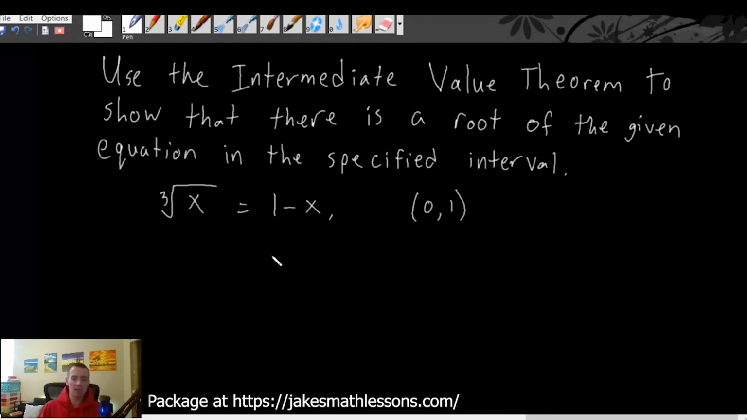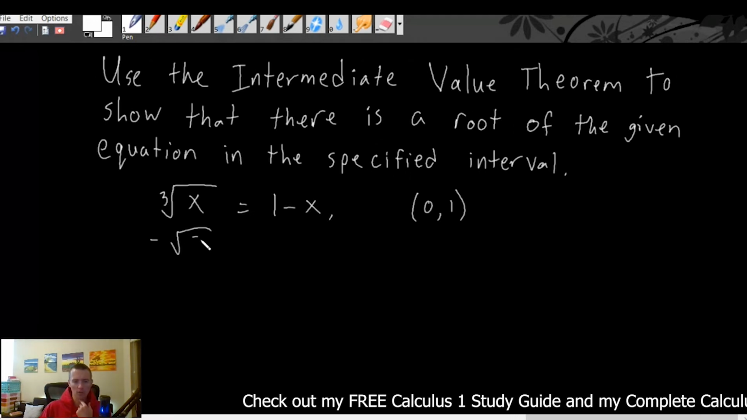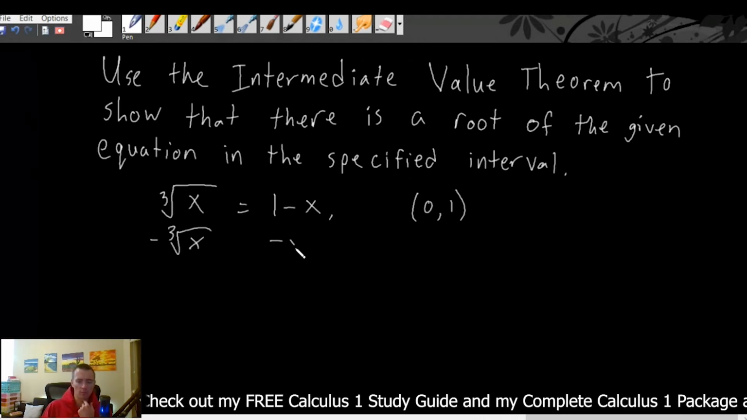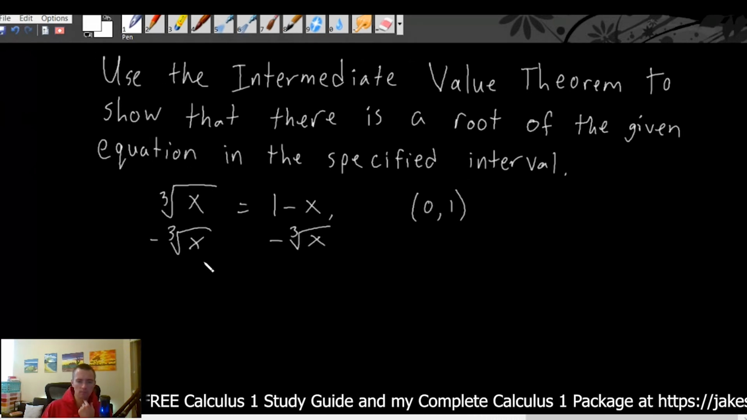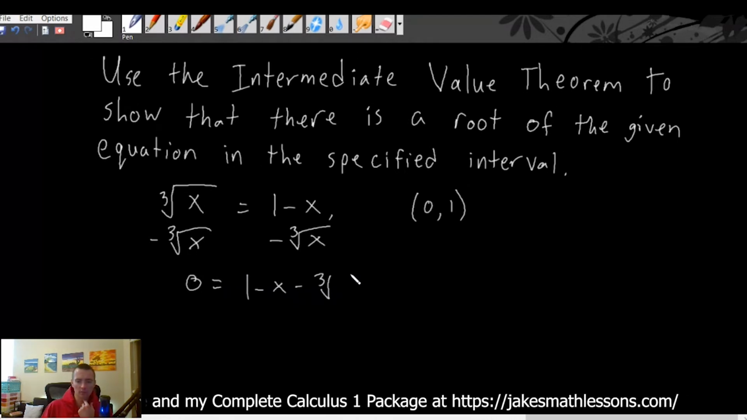Well, to use the intermediate value theorem, what we need to do is think of a couple different adjustments that we can make to this problem. First of all, a root implies that there's a point where we have a function that equals 0, right? We don't really have anything equal to 0 here. So what we probably want to do is basically add or subtract everything over to one side of the equation. So let's just say we will subtract the cube root of x from both sides, and we'll get 0 equals 1 minus x minus the cube root of x.